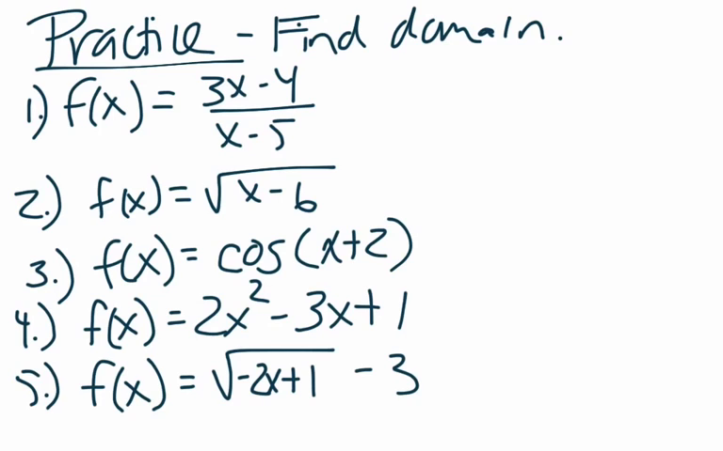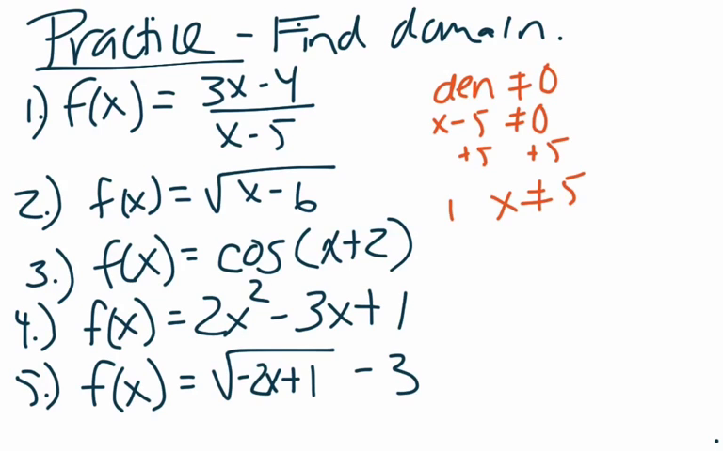Okay, so for those of you still with me, we ask ourselves 2 questions. Is it a fraction? Is it a square root? For the first one, we say, is it a fraction? And the answer is yes. So we say to ourselves, okay, the denominator cannot be equal to 0 because you can't divide by 0. X minus 5 is the denominator, and we add 5 to both sides, so we get x does not equal 5. X can be anything except 5. Okay, there's the first one.